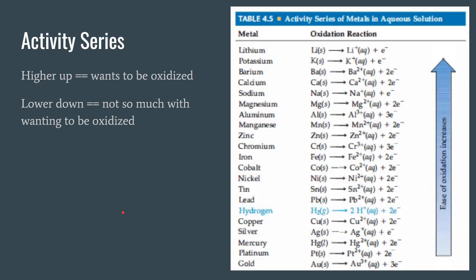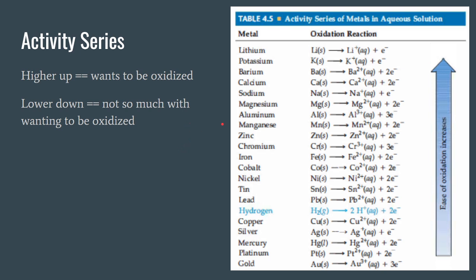So here we have a list of a bunch of metals in an activity series. Higher up on this list means that they more want to be oxidized. Lower down means they don't want to be oxidized. So up here at the top, we have lithium. Lithium is a very, very active metal. Really wants to be oxidized. You drop lithium into cold water and it will react.